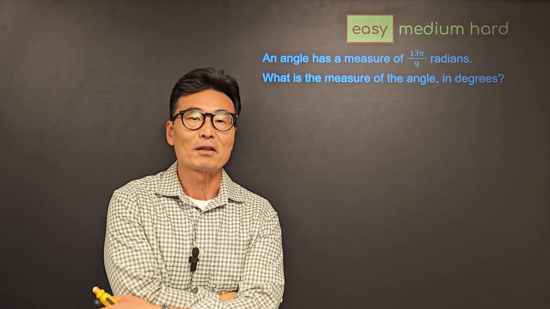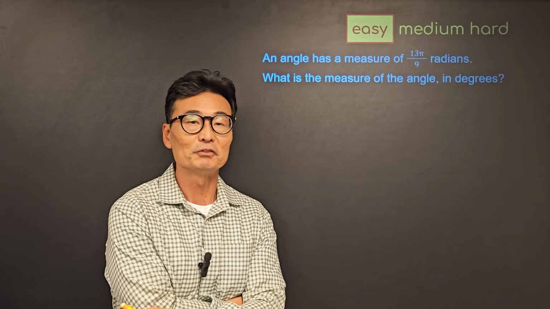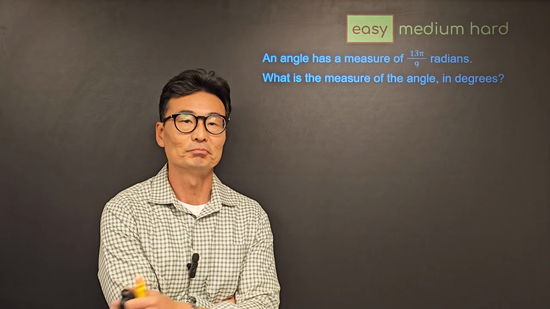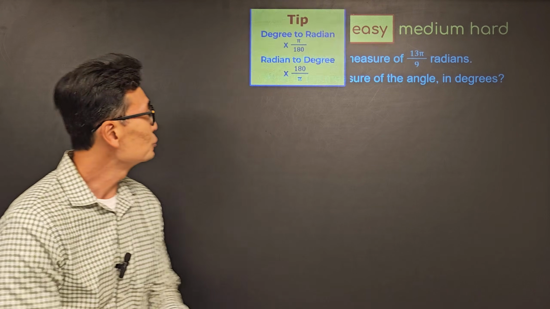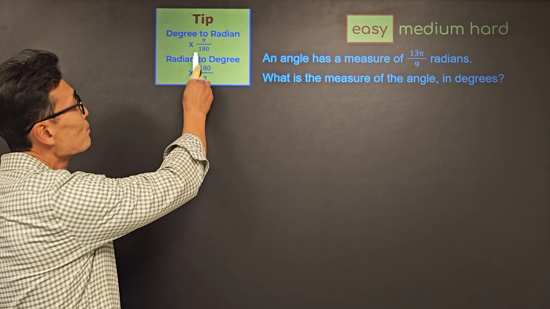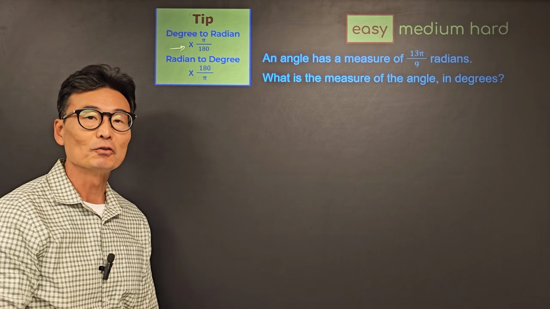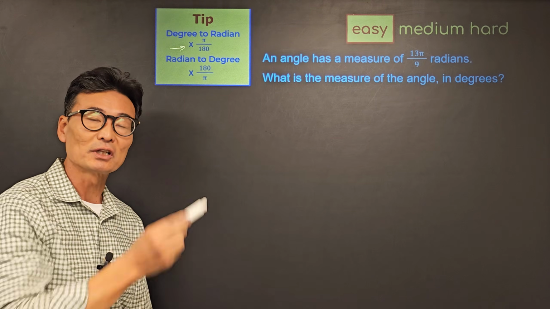Here's a SAT math question that's very, very easy if you know the formula. If you don't, it's impossible. Here's the formula. To change from degree to radian, you multiply by pi over 180. So remember, to go from degree to radian, pi goes on the top.